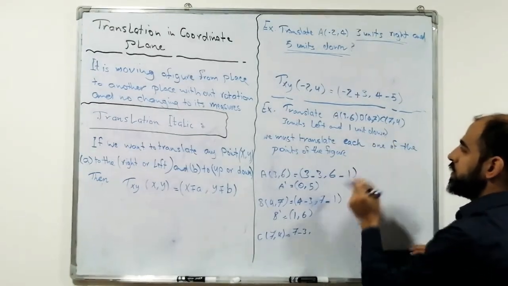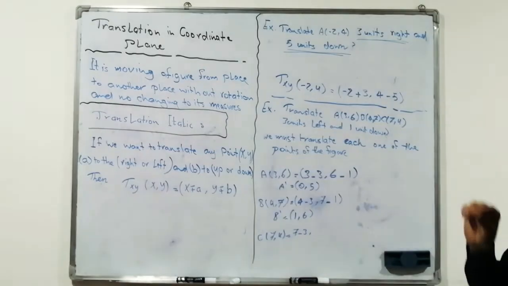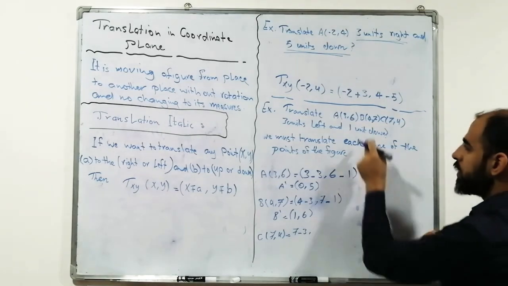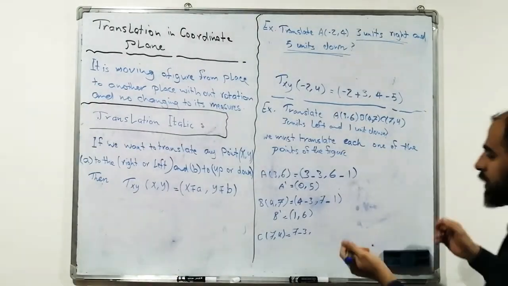And we have another translation, 1 unit down. One unit down means to the negative side, so we subtract. We subtract from x or y? Since the translation is down, it is with y, so we subtract from y.